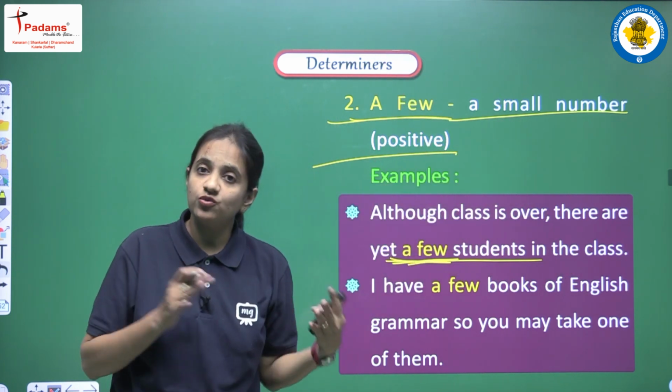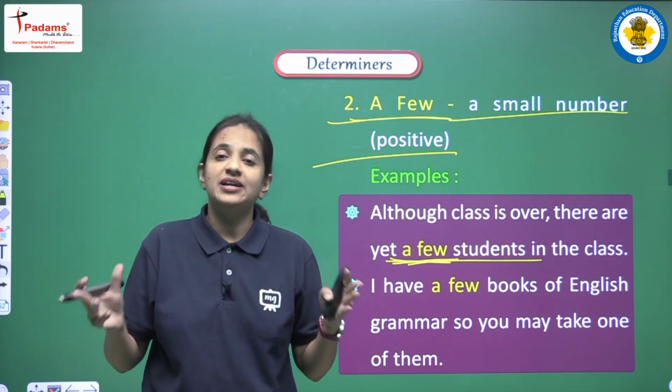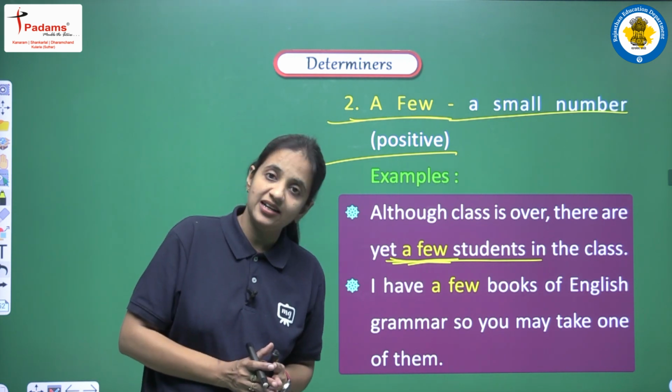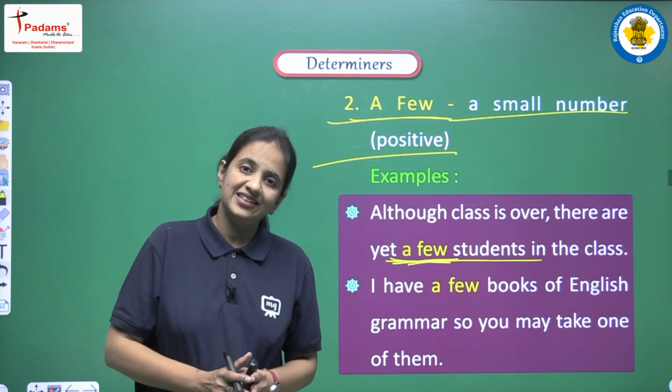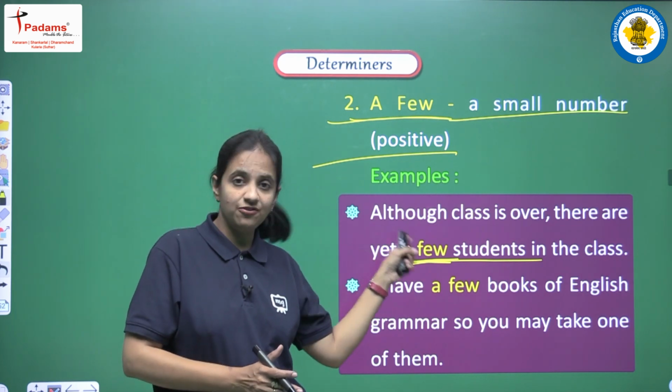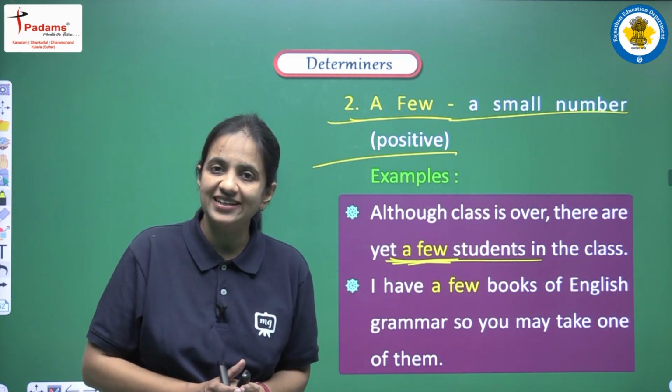Yes, class is over, but still some students are there, not many, but yes, some students are there in the class. So we can say that a few students are there in the class. So when we are using a few, we are having a positive meaning in the sentence.